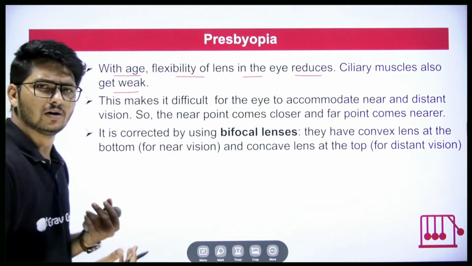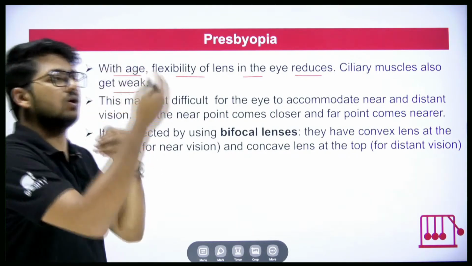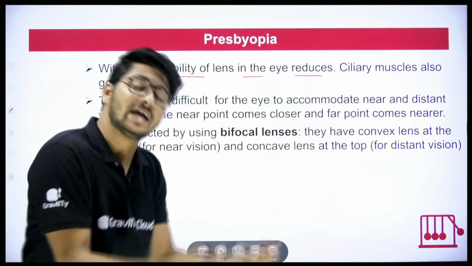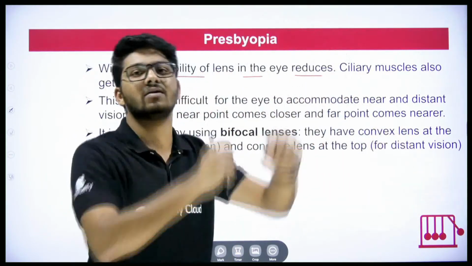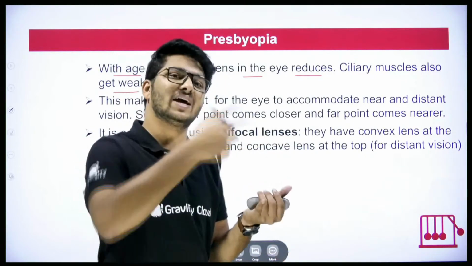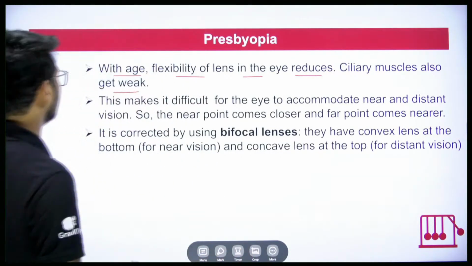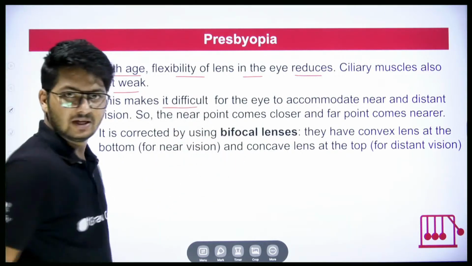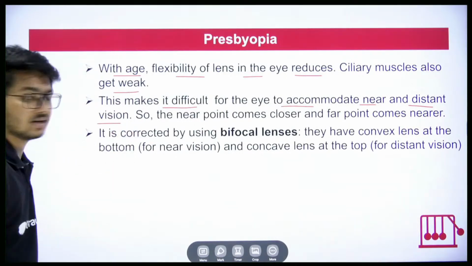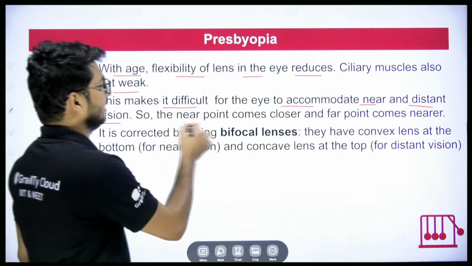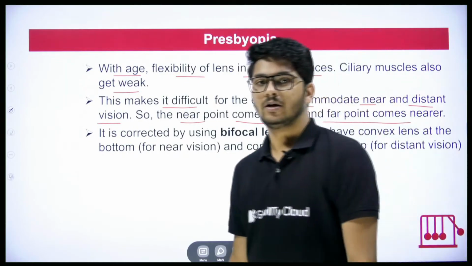This makes it difficult for what? You are losing your power of accommodation. Right, so this makes it difficult to focus on near and far objects at the same time. That means you will not be able to see near objects as well as far objects. So you have both myopia and hypermetropia. The reason is different, old age, but you have both of them. Is that clear? So this makes it difficult for the eye to accommodate near and distant vision, both of them. Okay, so the near point goes farther and the far point comes nearer. Both of that happens. Got it? Good.